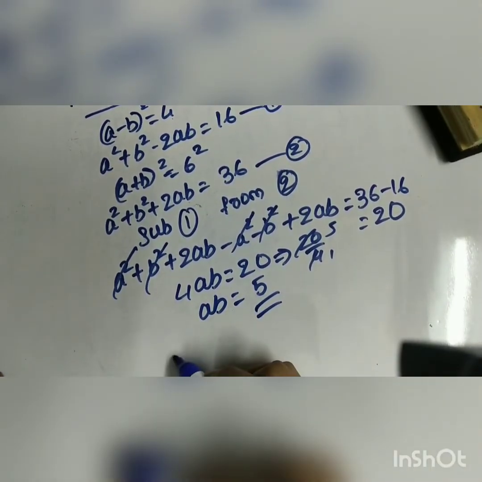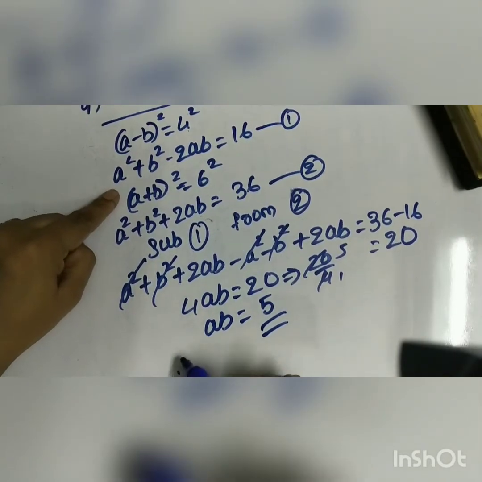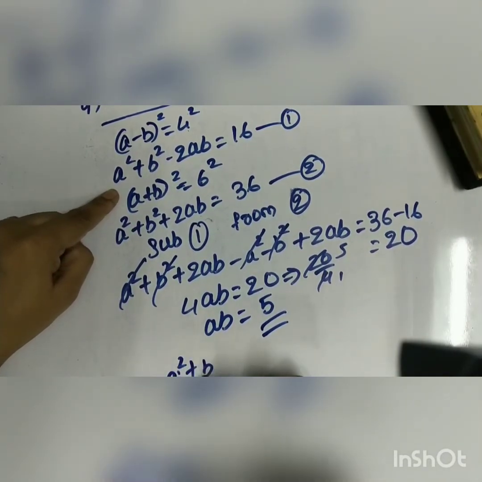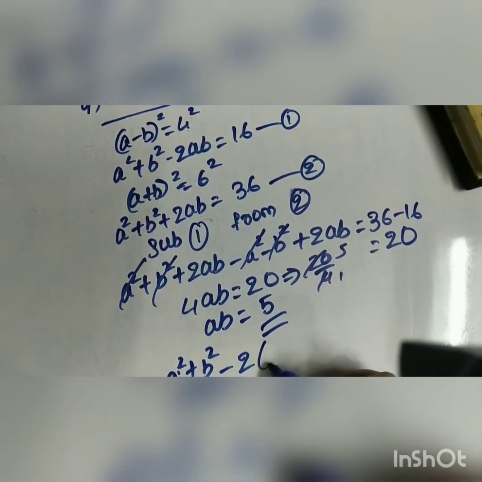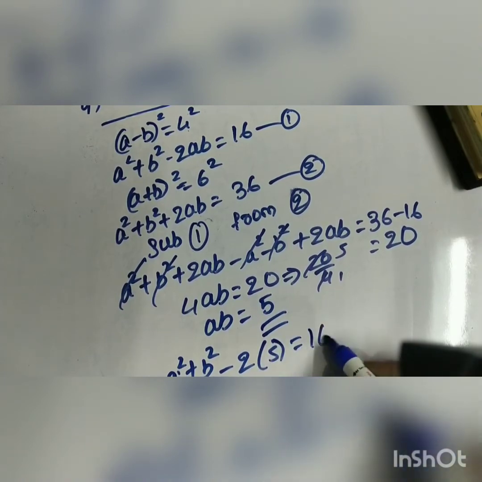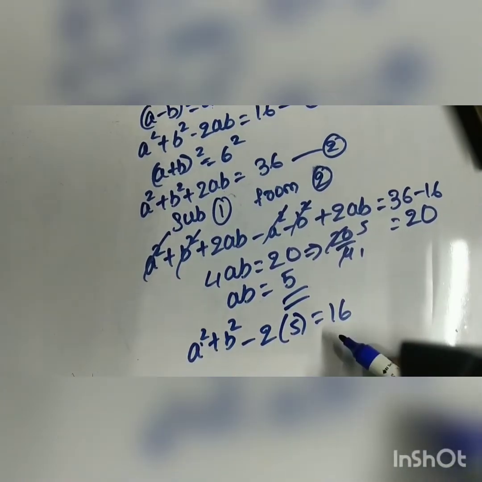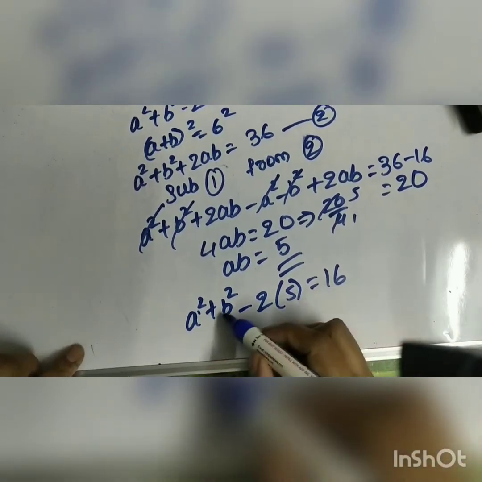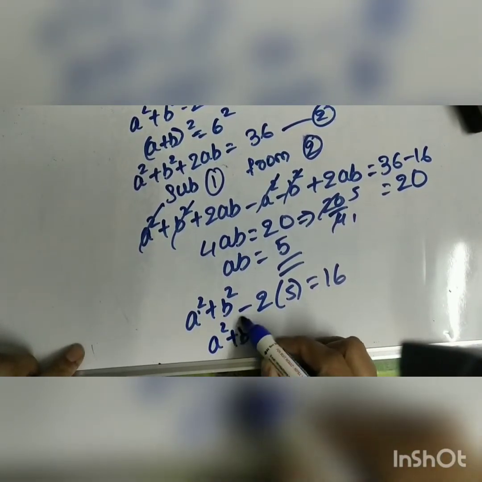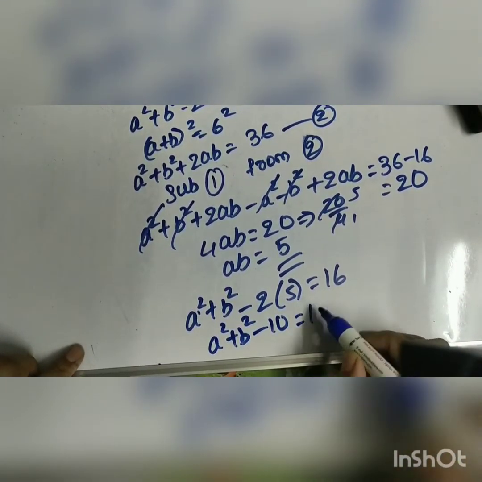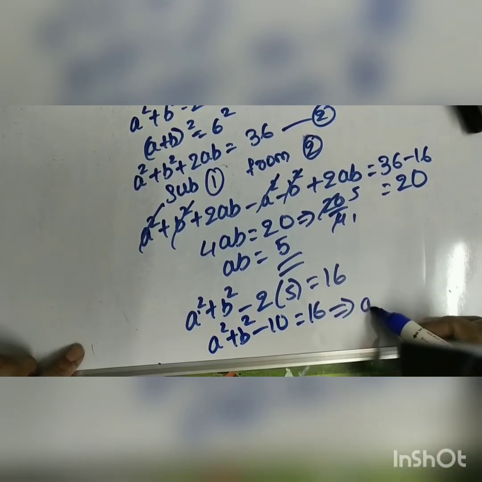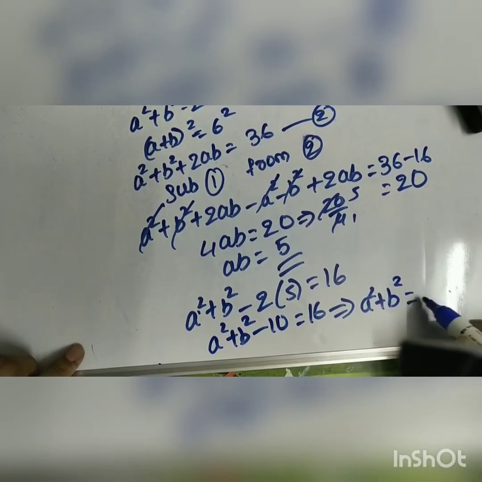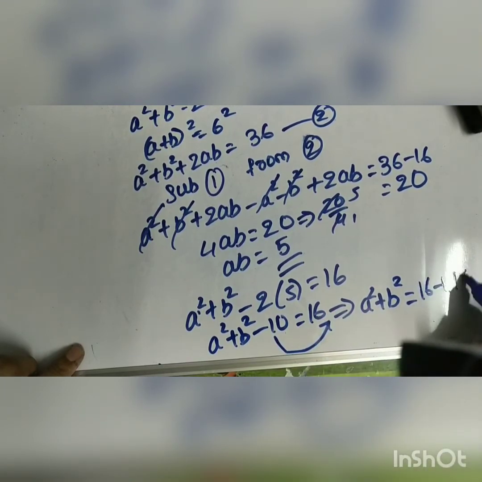Let's input it in this first equation. So a square plus b square minus 2ab, where ab value is 5, is equal to 16. Now when we solve this, a square plus b square minus 10 is equal to 16. So the answer for a square plus b square is, this will go this side, it will become 16 plus 10. The answer is 26.